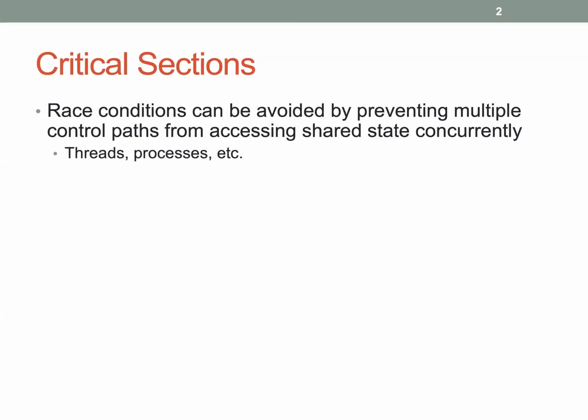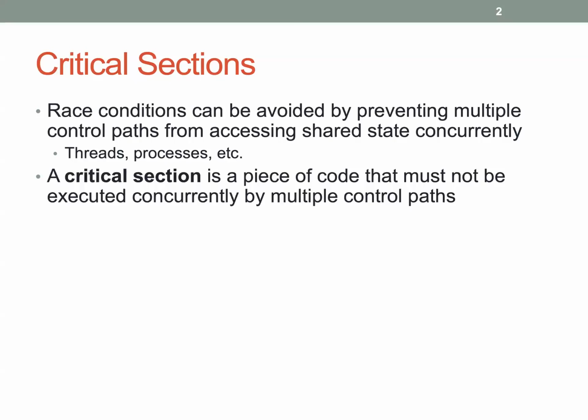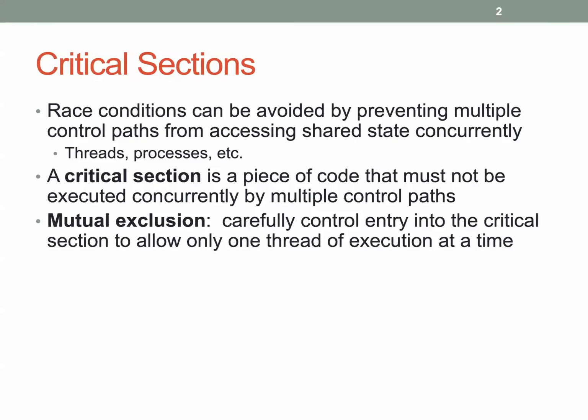The way that we identify those sections of code, we call them critical sections. And we are basically saying this portion of code has to be executed atomically. We can't have any other control flow that interacts with this state at the same time as the code in this critical section, or else we'll end up with spurious results. So that's the idea behind a critical section.